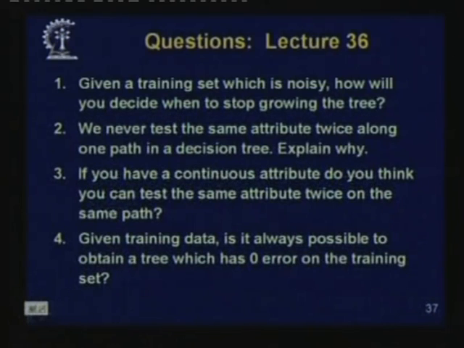We stop with some questions. Question 1, given a training set which is noisy, how will you decide when to stop growing the tree? Question 2, we never test the same attribute twice along one path in a decision tree. Explain why. Question 3, if you have a continuous attribute, do you think you can test the same attribute twice on the same path? Question 4, given training data, is it always possible to obtain a tree which has zero error on the training set?